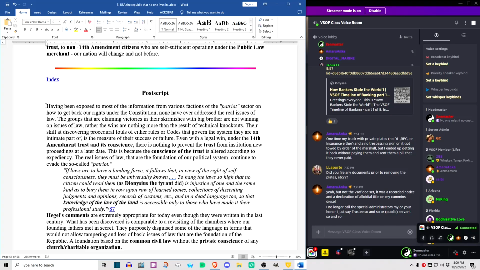And this is a quote here: If laws are to have a binding force, it follows that, in view of the right of self-consciousness, they must be universally known. To hang the laws so high that no citizen could read them, as Dionysius the tyrant did, is injustice, is one of the same kind, and can bury them in row upon row of learned tomes. Collections of dissenting judgments and opinions, records of customs, etc., and in a dead language too, so that knowledge of the law of the land is accessible only to those who have made it their professional study. Good point.